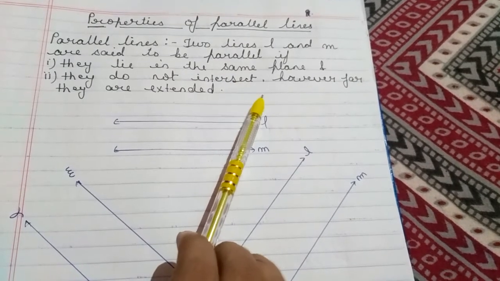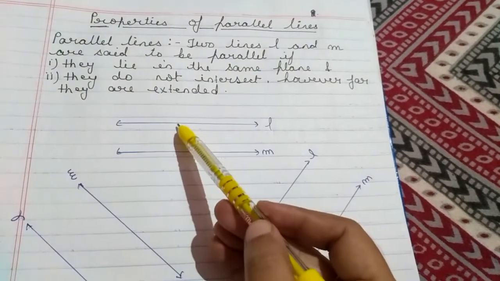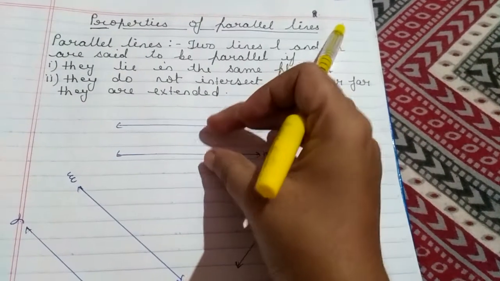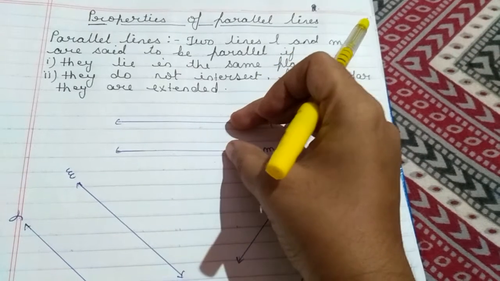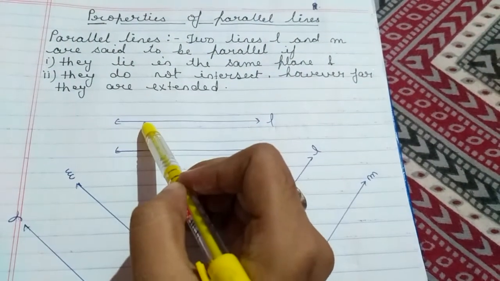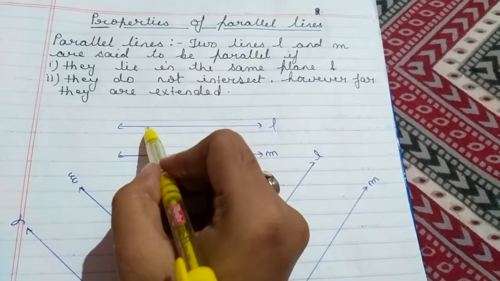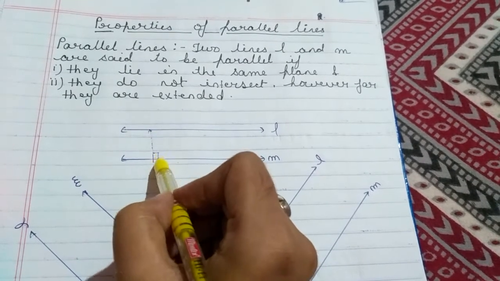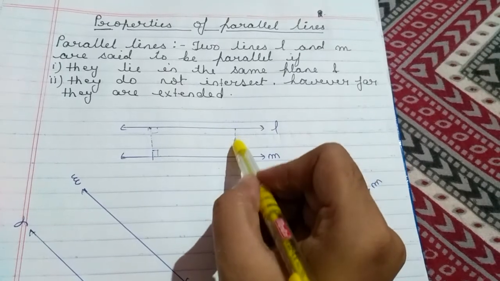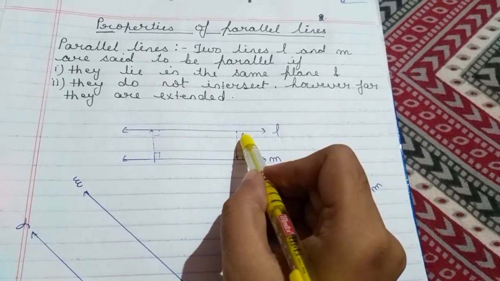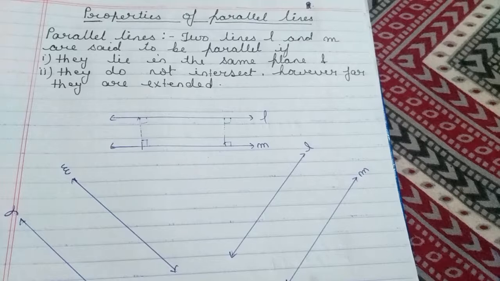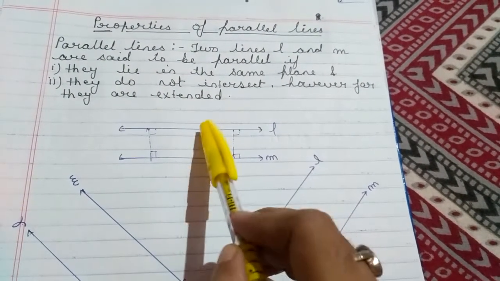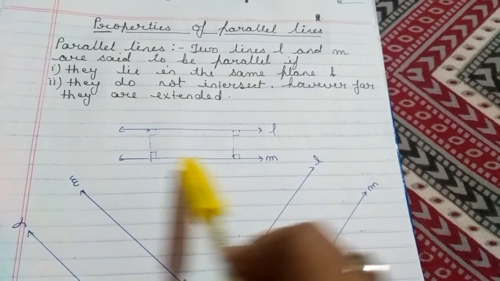This means that the distance between them, that means this, when you take the distance at any point, is the same. Understood this meaning?